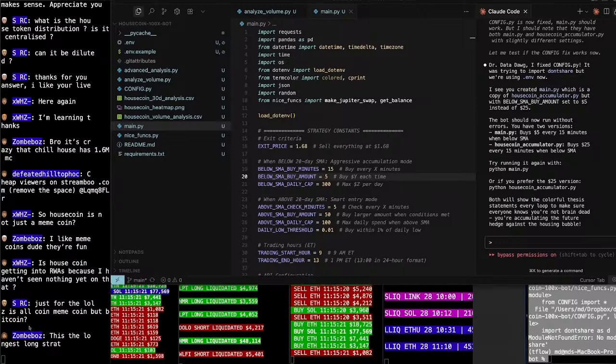Just for lulz is all meme coins, but Bitcoin. Is Housecoin getting into RWAs? Because I haven't seen anything of it yet. I don't know about that. But I don't know if I want it.